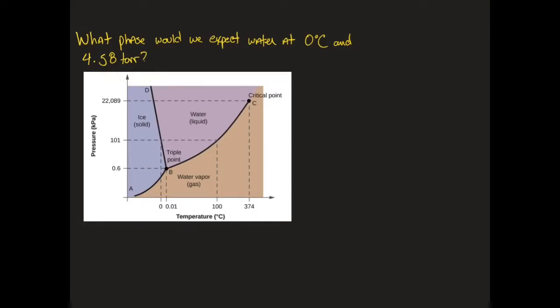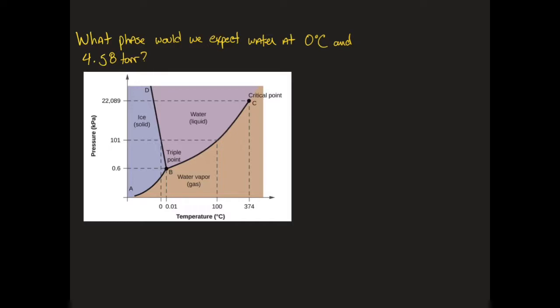This is a relatively straightforward phase diagram example and phase diagram question. And so again, the point stands that if you feel like this is really confusing or inaccessible, just treat these figures like a graph and just read them like you would read any other graph with the x-axis and the y-axis. And that's all we have to do with this question. So what phase do we expect water to be in at 0 degrees Celsius and 4.58 torr?